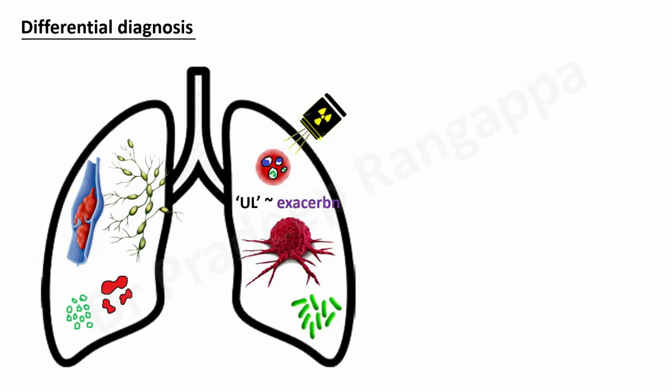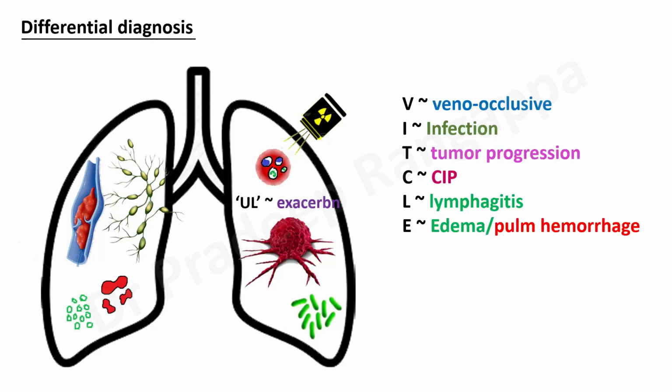One mnemonic I thought easy to remember is VITC, like vitamin C. V is veno-occlusive, I is infection, T is tumor progression, C is checkpoint inhibitor pneumonitis. If you have cancer patients who are on immunotherapy, remember pneumonitis due to the drugs is something that can happen.